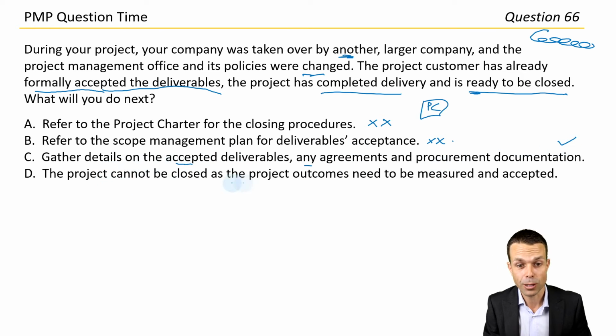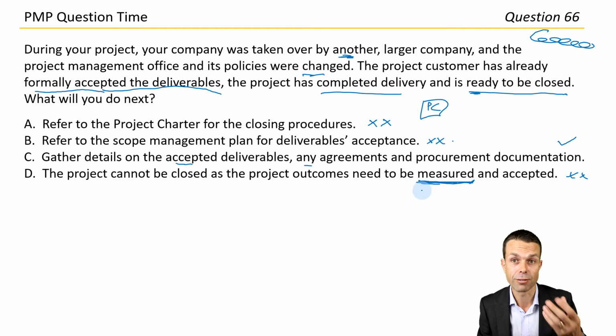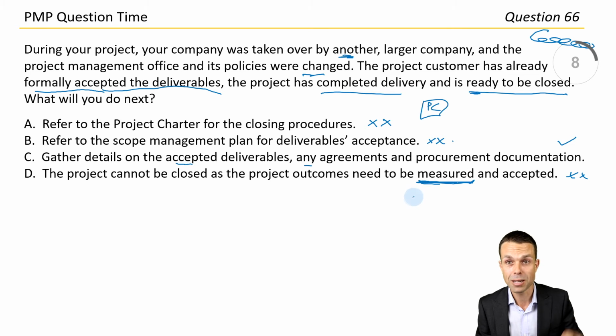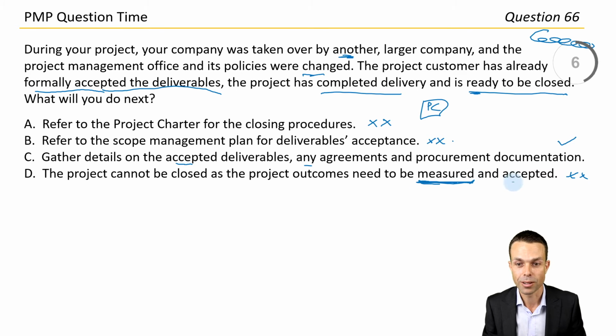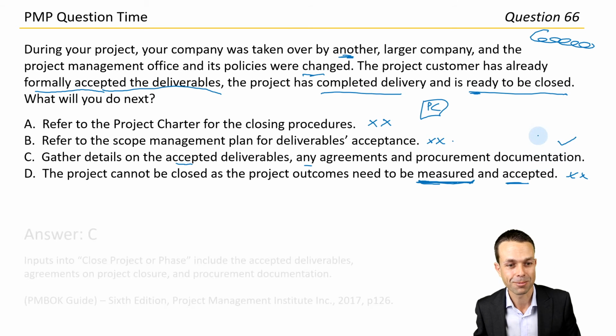The project cannot be closed as the project outcomes need to be measured and accepted. Not true. You can measure the outcomes of the project and the product after the project happens. So, did we deliver the value that we wanted to? Sometimes you have to deliver the project before you can measure it. Well, that makes sense. And it's already been accepted again. So I think we've eliminated the other ones. Let's go with answer C for this.